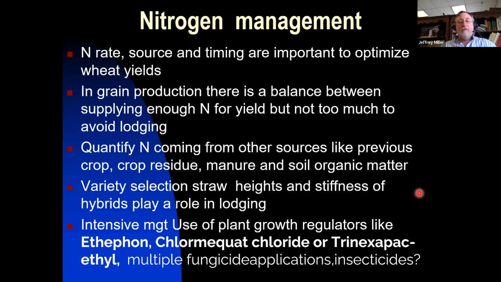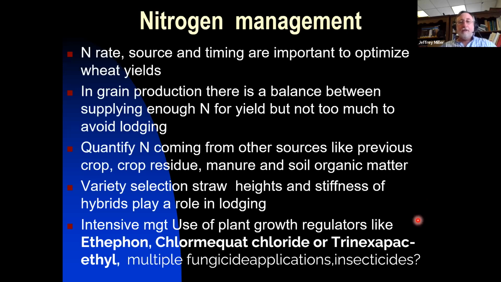Variety selection is very important, especially for those people that are looking at intensive wheat production. And when you look at the charts on seedsmen's pamphlets, you'll see that they rate the heights a lot of times, and they rate lodging. And so if you're going for high wheat production, not only are you looking for yield, but shorter heights and better lodging scores.